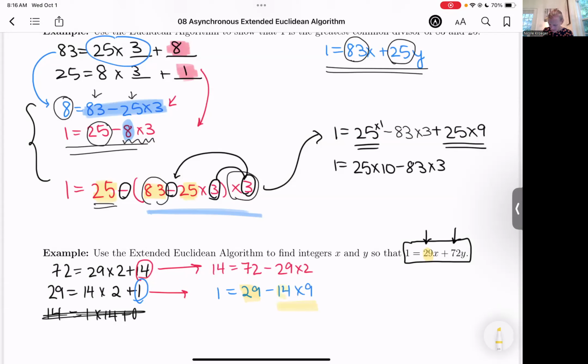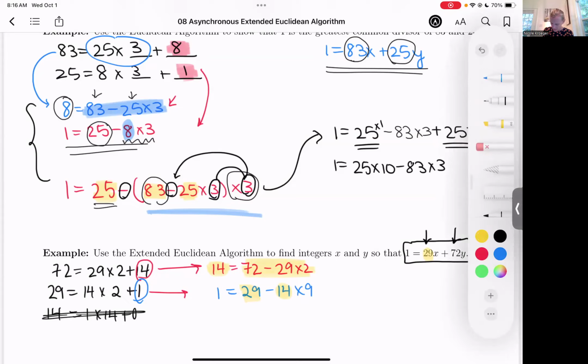So what I'm going to do is I have this 14. The 14 appeared up here as a remainder. So I'm going to replace that 14 with this whole expression. Okay. And I'm doing this in the equation where we have 1 is equal to something, since I wanted an equation at the end that was 1 equal to something. So that's why I'm manipulating this equation.